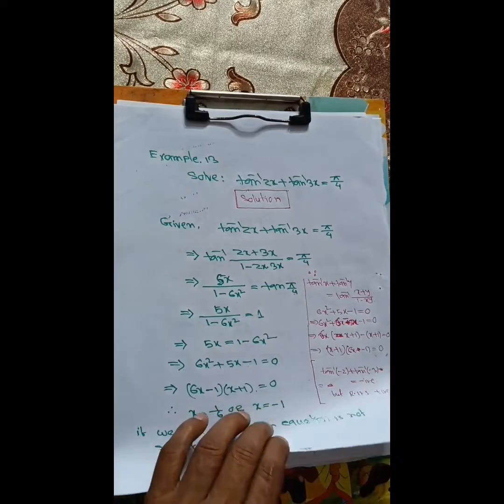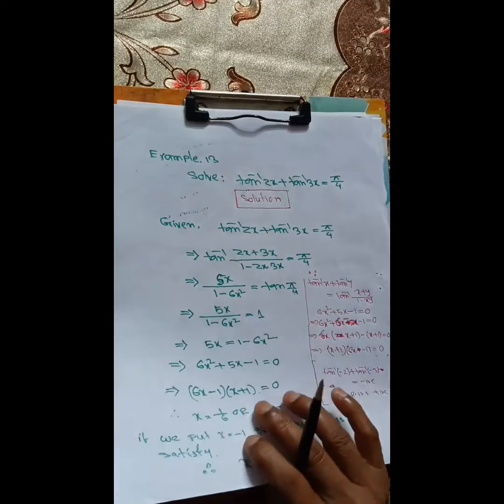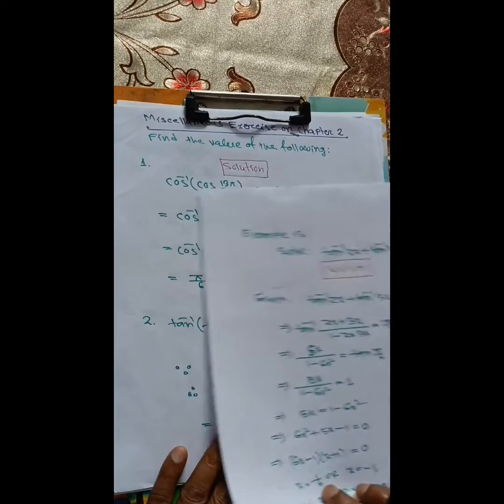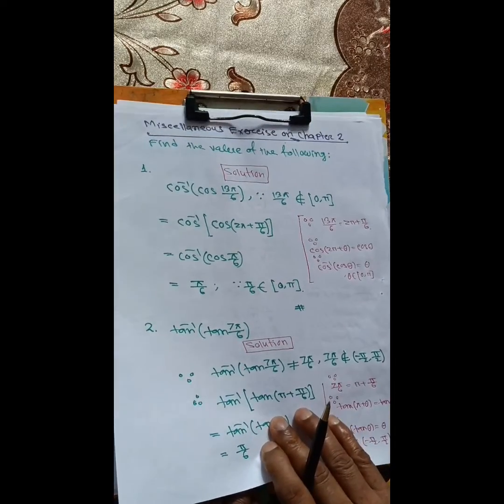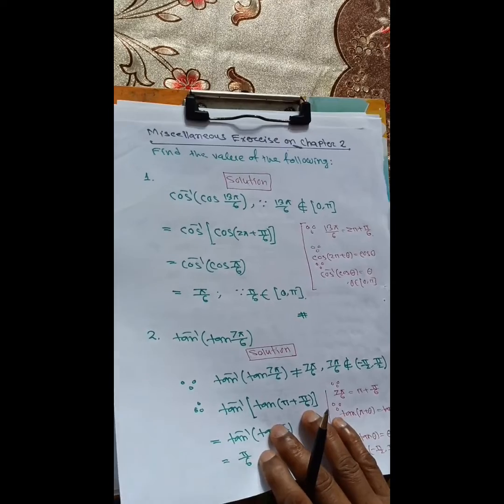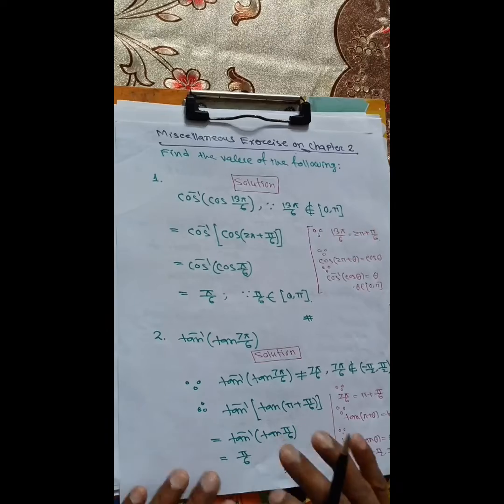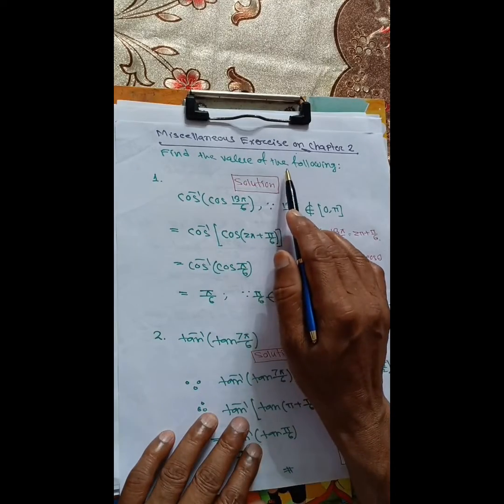Okay, next we are going to discuss the last problem of the example in the miscellaneous exercise. Now we are going to discuss the miscellaneous exercise one by one. Miscellaneous exercise on chapter 2. Very important. This is a miscellaneous question. In this exercise there are various types of questions. Listen carefully. Find the values of the following.